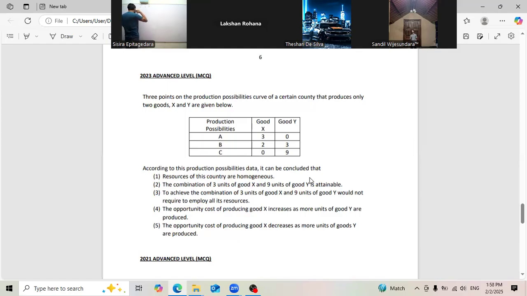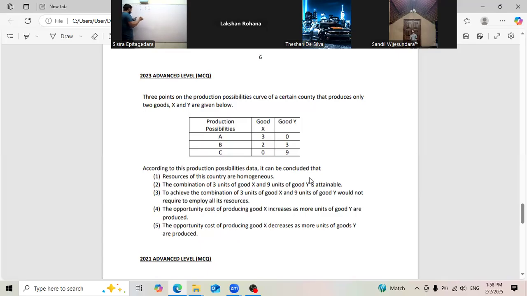Then you can see when Y production increases by 3 units, now Y production is 3 units. When Y production is 3 units, X production falls to 2 units. Is that clear, Lamai? This is point B. You can see when Y production rises by 3 units, X production falls by 1 unit.